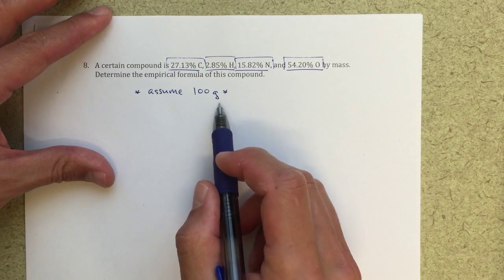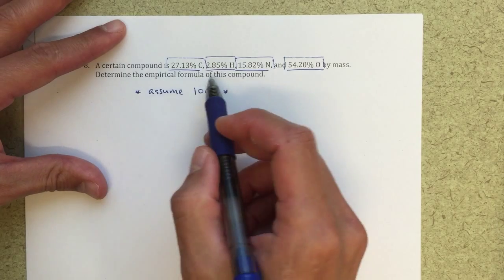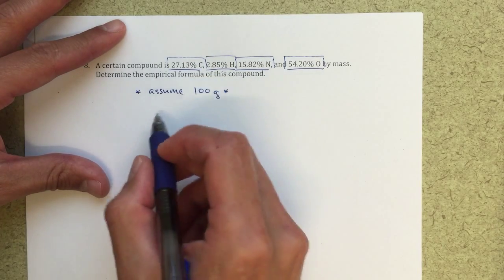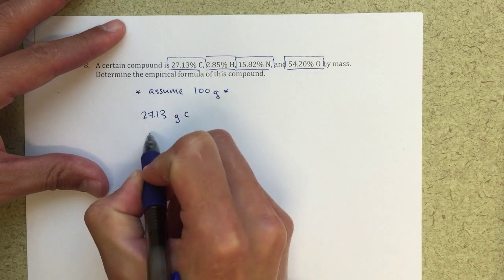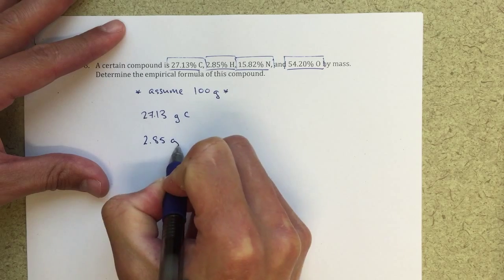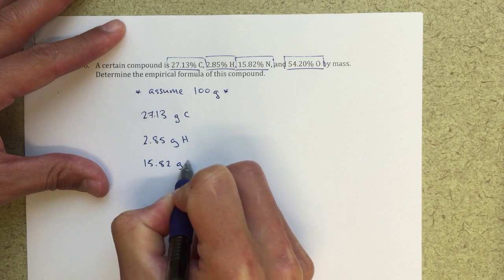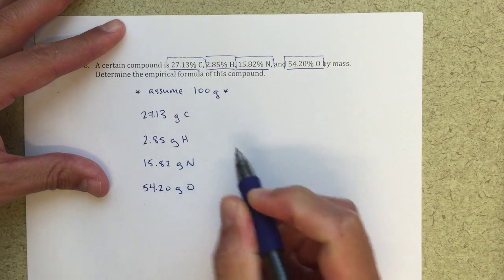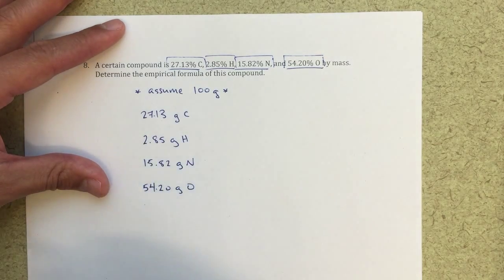And if I assume 100 grams, the convenient thing is that in this sample I'll have 27.13 grams of carbon, 2.85 grams of hydrogen, 15.82 grams of nitrogen, and 54.20 grams of oxygen. So this is the whole purpose. It's just the most convenient way for us to solve this problem.